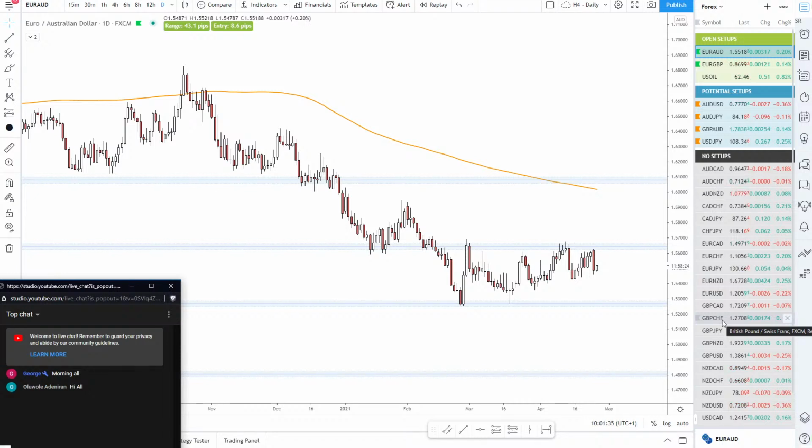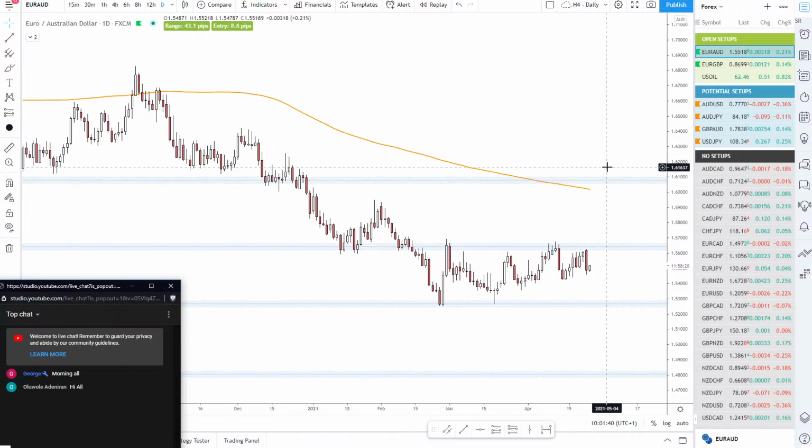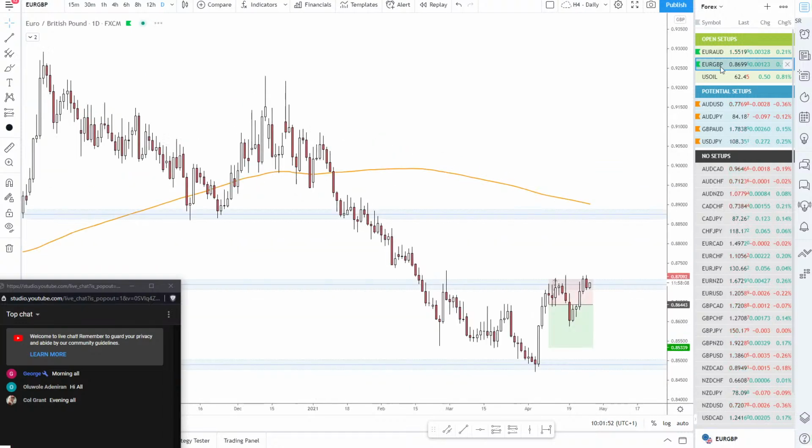Righto. Let's get into the actual analysis. Euro AUD. I'll still briefly discuss crypto at the end of this analysis, though. Euro AUD. If you're in this one, just hold on. I think most of you are out of this one, though.